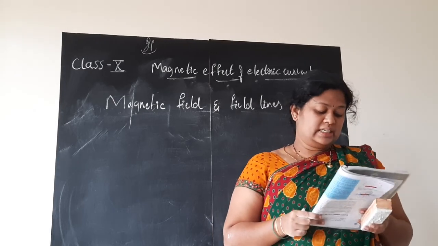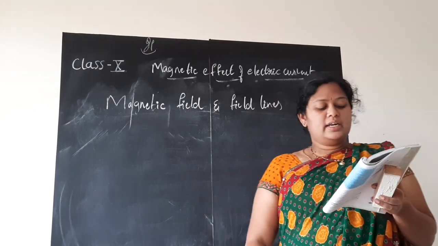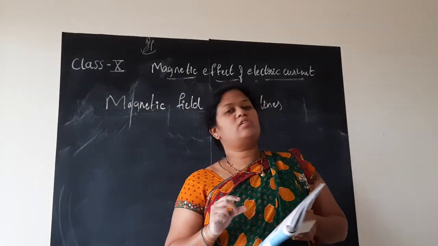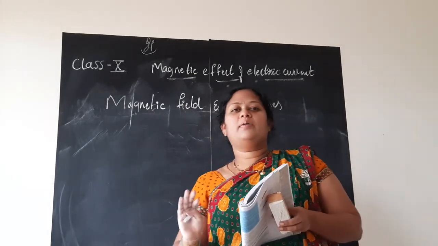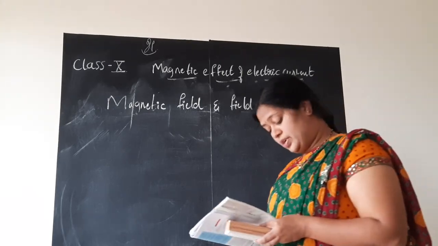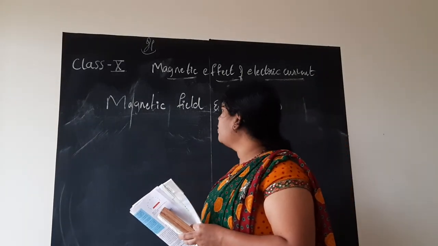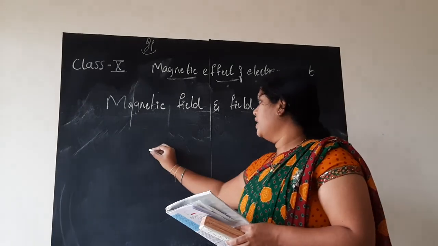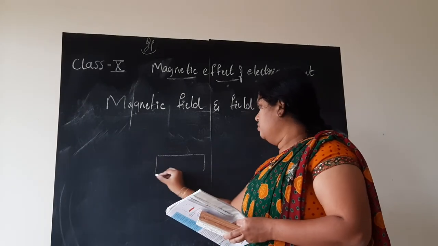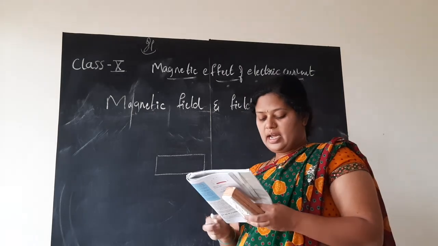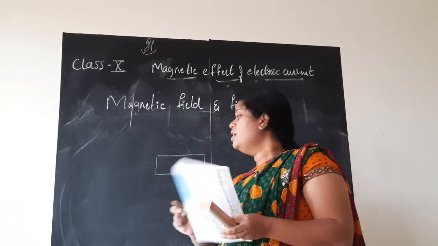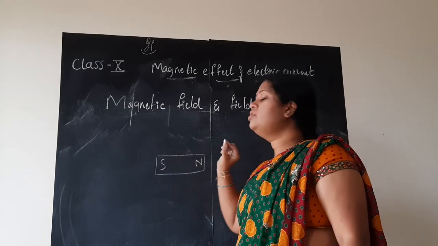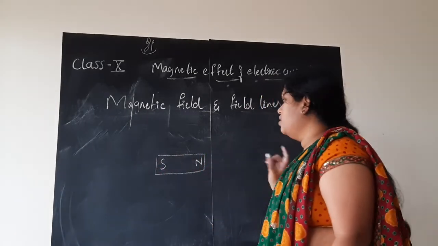Now, where was I? Yes, activity 13.3. Take a small compass. Tiny magnetic compasses are also available, children, it is not only the big one. I showed you in the lab, but if not, I have brought it and I will show it to you. Take a small compass and a bar magnet. I will take the bar magnet and place the compass. If I simply draw the bar magnet, it is not enough. You should represent the poles, south and north pole.